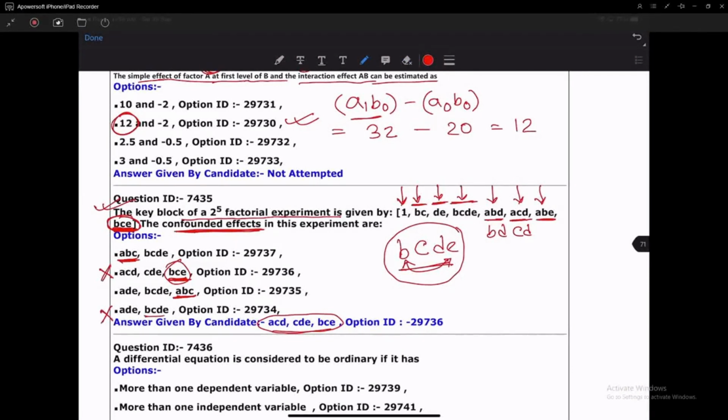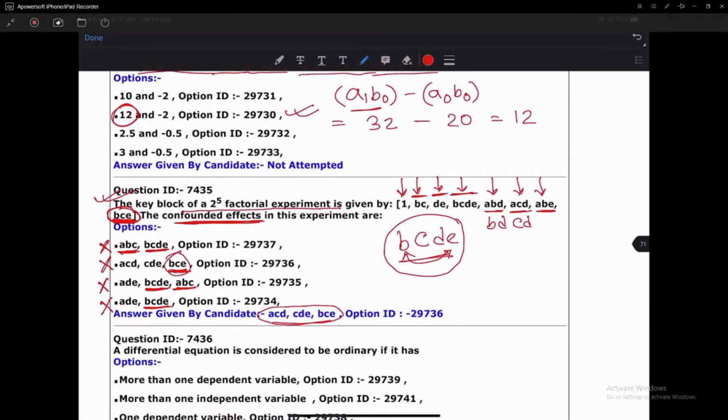And why is it not correct? As BCDE is not a confounding effect, but BCDE is present in the third option also. So that's why the third option is not correct. Even the first option is also not correct. So all the options are wrong here, so the question is not correct. Now let's go to the next question.